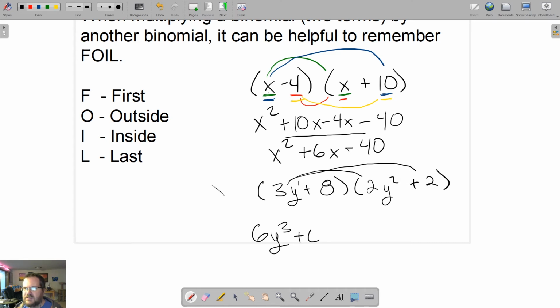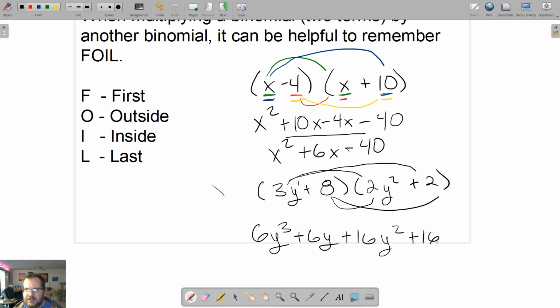3 times 2 is 6, and the y just comes along. Inside times inside, so 8 times 2 is 16. And there's nothing for the y squared to combine with, so it just comes along. And then last times last. So this is plus 8 times plus 2 is plus 16.